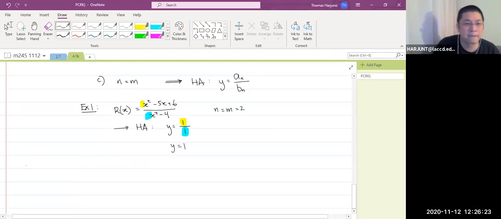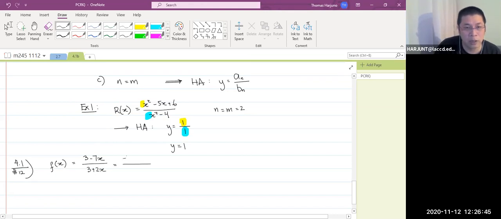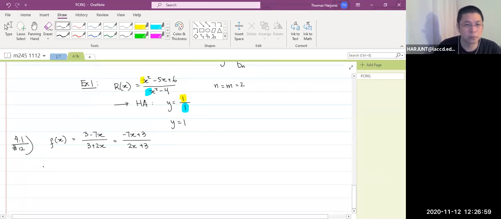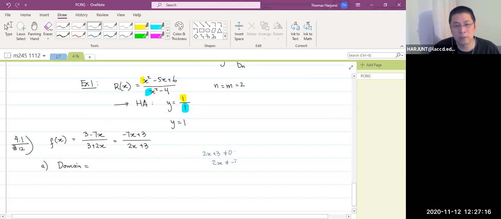Let's say, for example, on 4.1 number 12, we have the rational function f(x) equals 3 minus 7x over 3 plus 2x. Now let me write them in a descending order. Negative 7x plus 3 over 2x plus 3. Let's answer whatever we can answer now. First one, what is the domain? For the domain, 2x plus 3 cannot be 0, right? Okay, so 2x cannot be negative 3, x cannot be negative 3 halves. So the domain will be all real numbers except negative 3 halves.